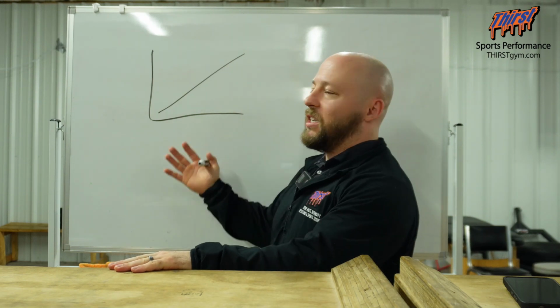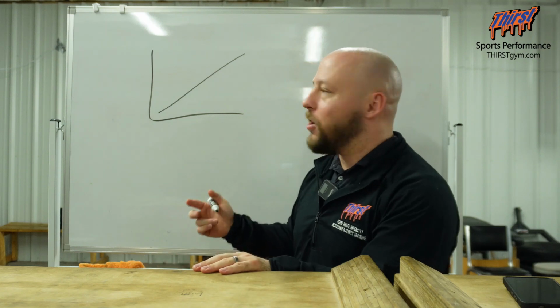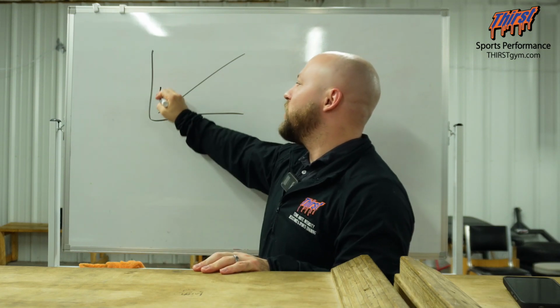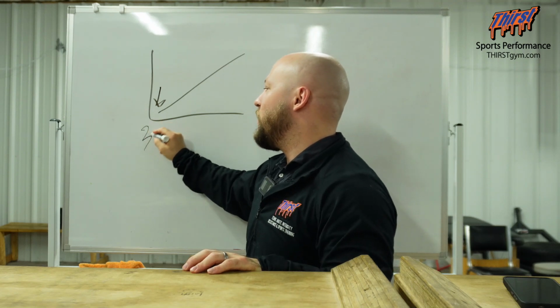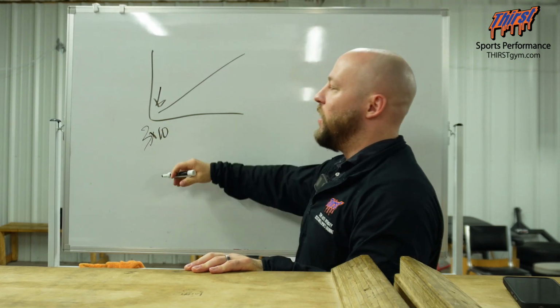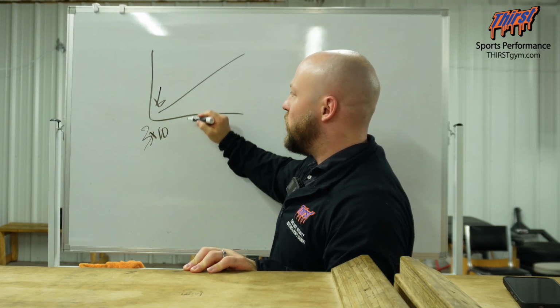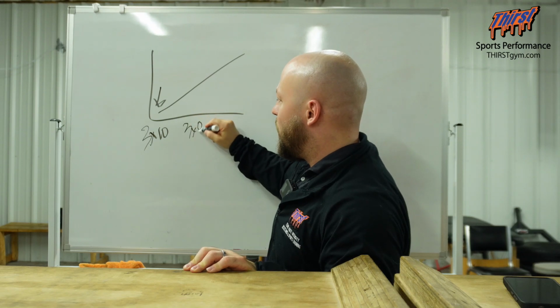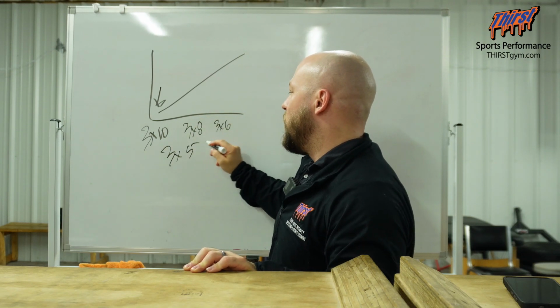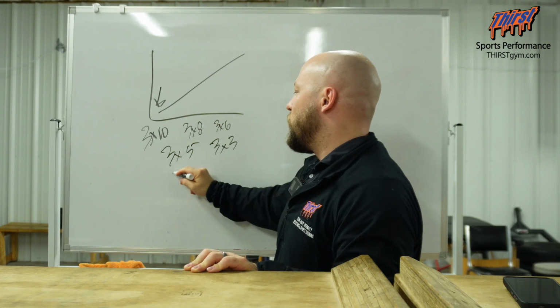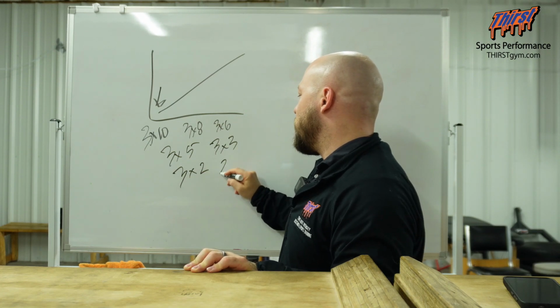Generally what you're going to see in most linear training programs is that down here is what you would call your hypertrophy range. So think about doing everything for three sets of 10, and then through normal linear periodization, you would go to three sets of 8, then three sets of 6, then three sets of 5, then three sets of 3, 3 by 2, and then you might do a 2 by 1.